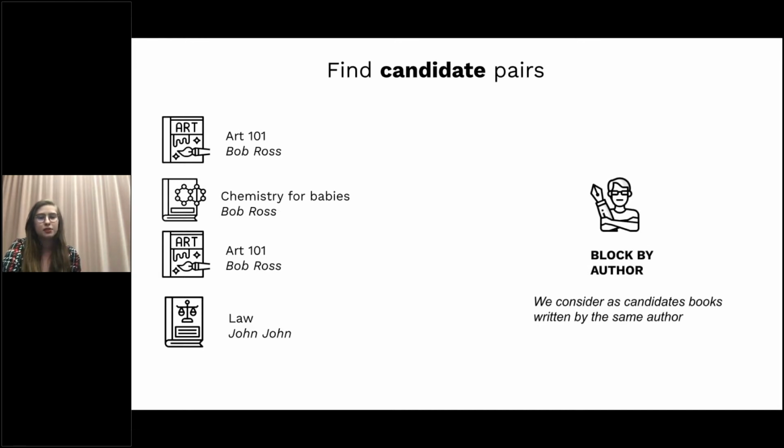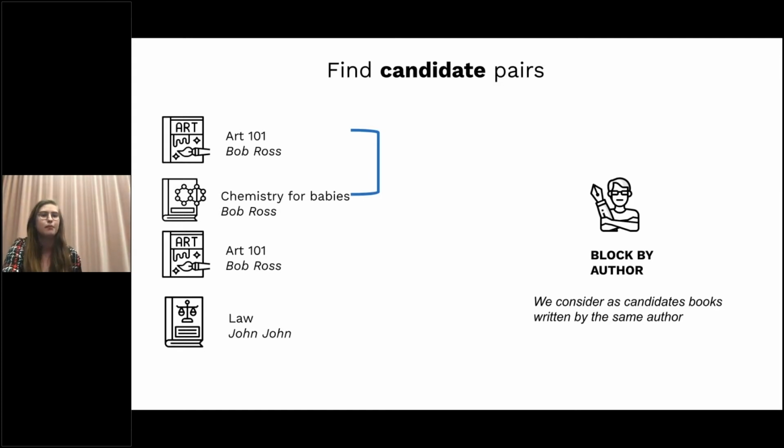So let's imagine for a second that we are trying to block by author. What that means in our case is that we will consider as candidates books written by the same author. So basically what we're saying is that we have all these books, but we think that it's only worth trying to compare those which have the same author. So in our case, we can see we have 3 books written by this guy, Bob Ross.